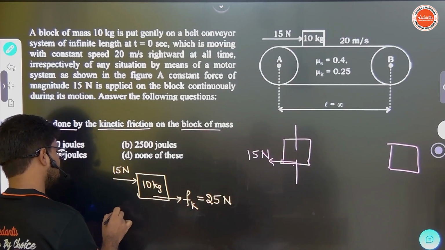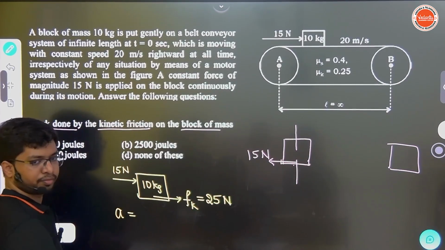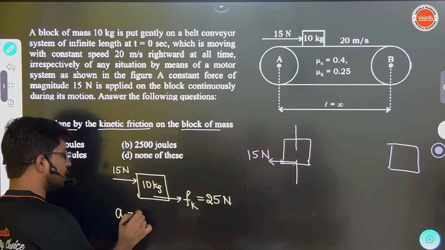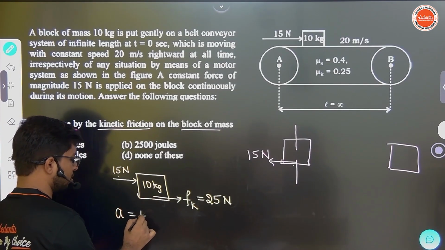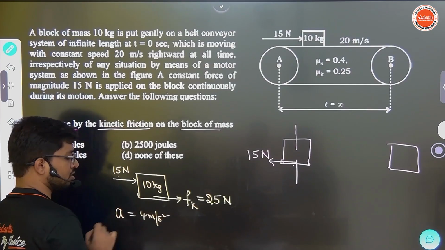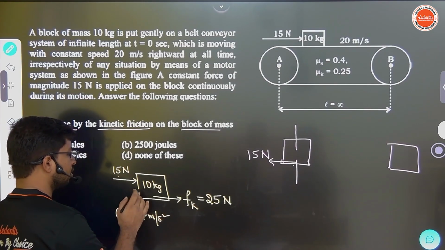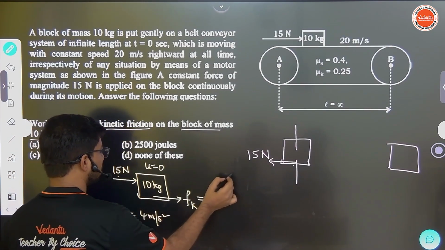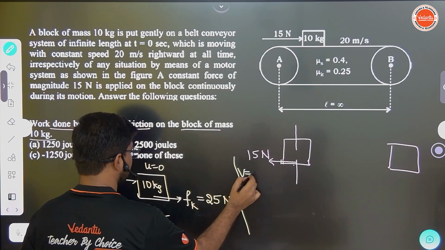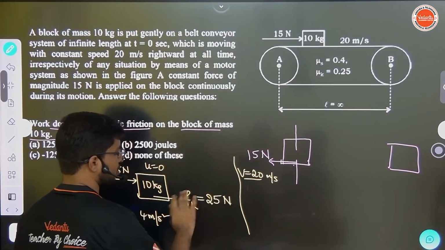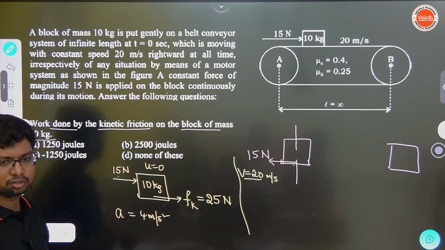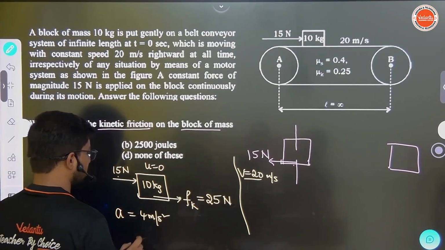What will be the acceleration of the block here? Total 40 newtons acting on the 10 kg block, so it will be 4 meter per second square. Correct? And initial velocity is 0. After some time, once its velocity becomes 20 meter per second, this kinetic friction will become 0. Correct?